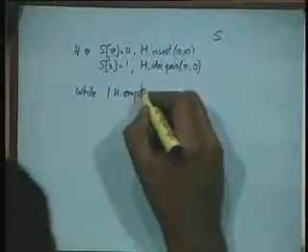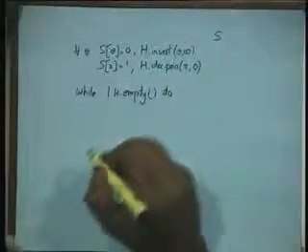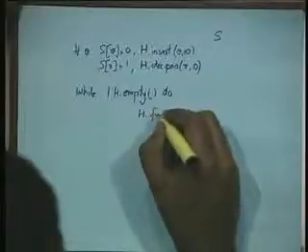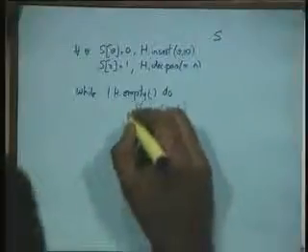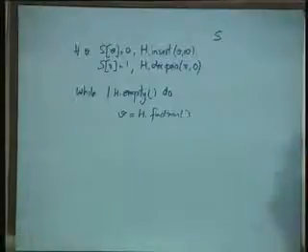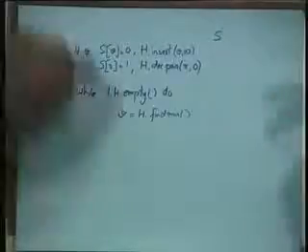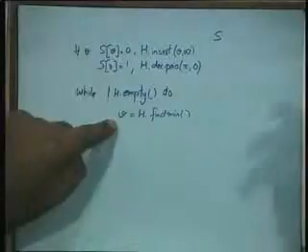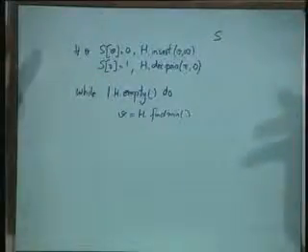So while H is not empty, we'll do something. What will we do? We'll take the minimum. Let's say that's a vertex V. Right? I'll take the vertex. So what will this be? Initially, which vertex will I get? The root, because I had put its priority as 0. Now I will look at its adjacent edges. So let's do that.